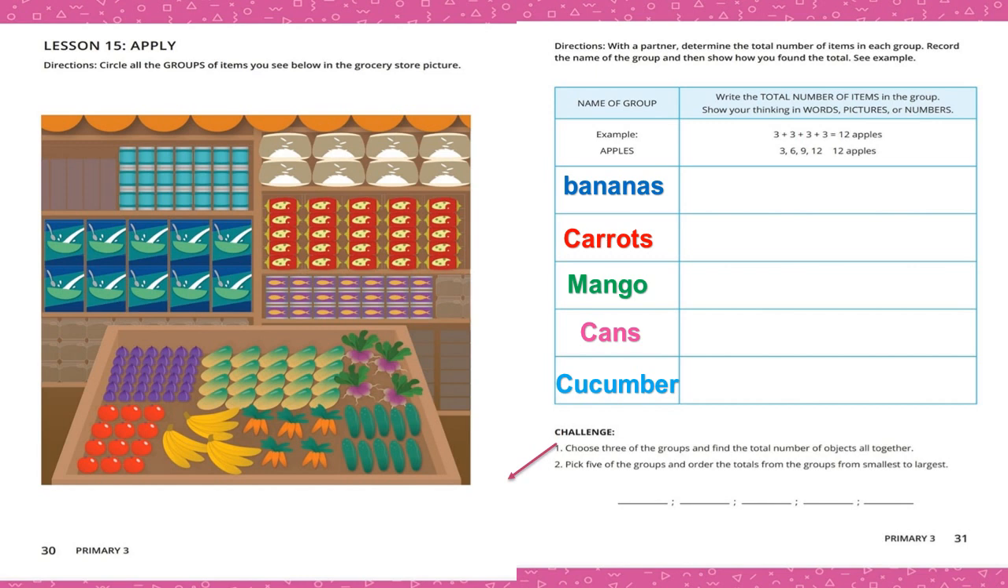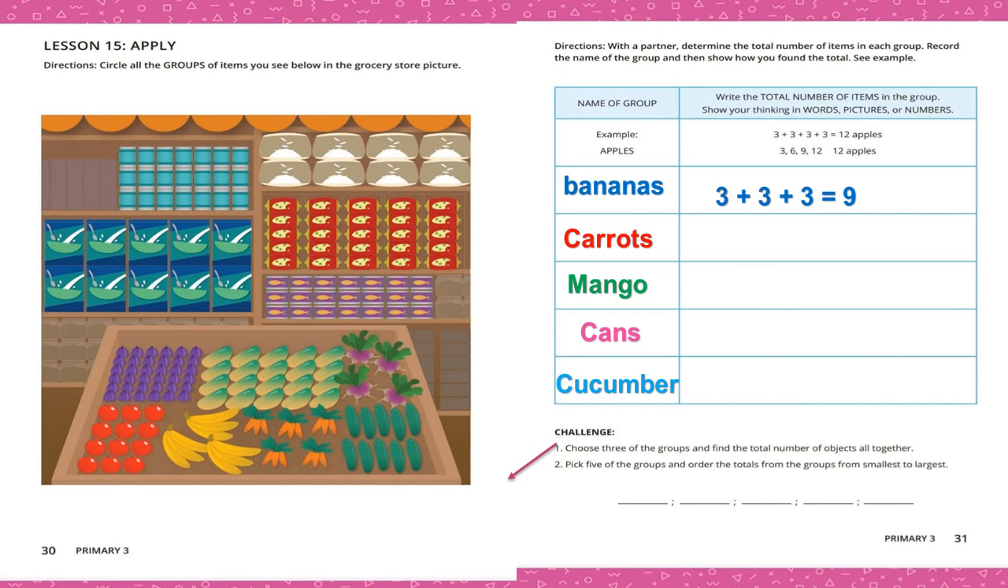The second group, bananas. We have 3 groups of bananas, and each group has 3. Then we add 3 3 times. 3 plus 3 plus 3 equals 9. 3 plus 3 equals 6 plus 3 equals 9.